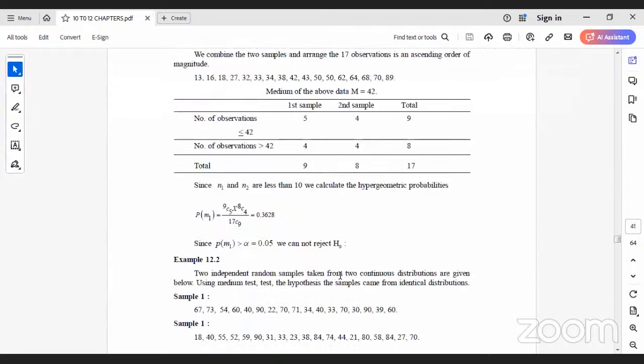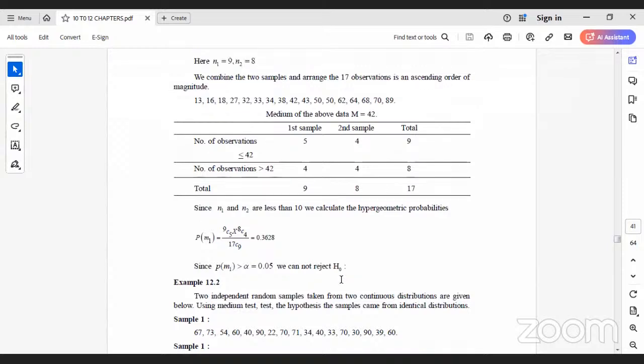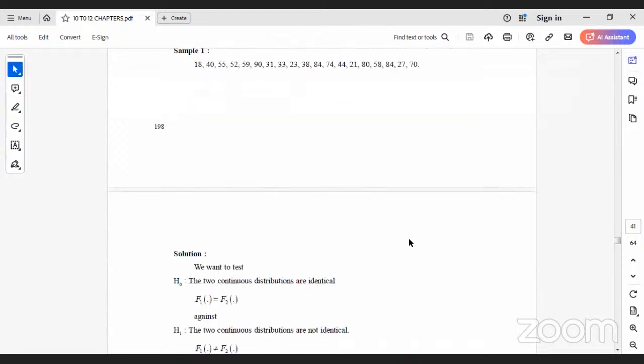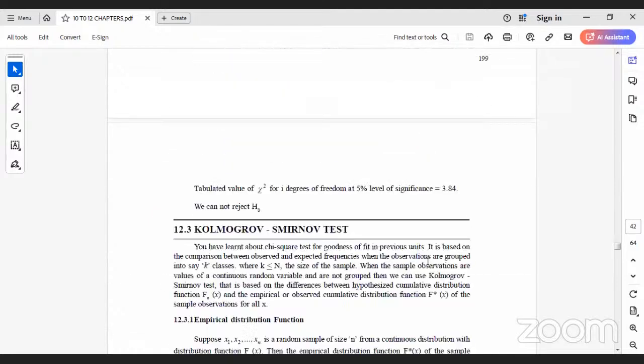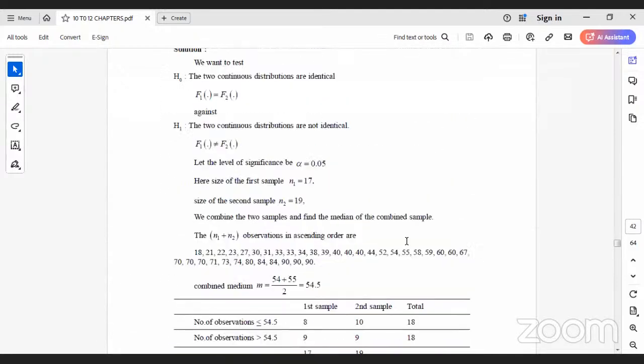Total 9 plus 8, 17. Therefore, since n1 and n2 are less than 10, it is calculated by 9C5 into 8C4 by 17C9. First 9C5, then we take 8C4, the first condition 17C9, the value may become. Any more doubts, Komali?